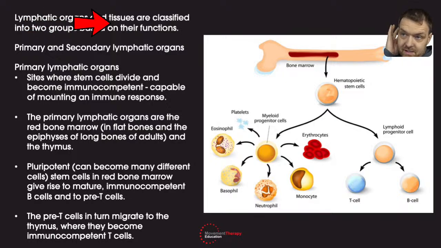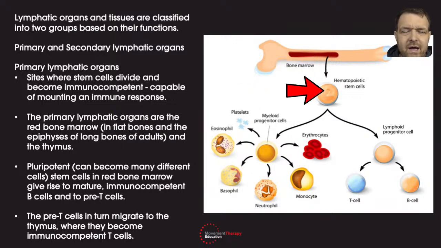So lymphatic organs and tissues are classified into two groups. This is what we're going to have a look at over the next week. So just quickly do an intro and then we'll call it a day for today. So primary and secondary lymphatic organs. Primary lymphatic organs are sites where the stem cells divide and become immunocompetent, so they're capable of mounting an immune response. So they're from the bone marrow, the red bone marrow, here in flat bones and then in the epiphyseal plates of the long bones of adults, so where the growth plates would have been.